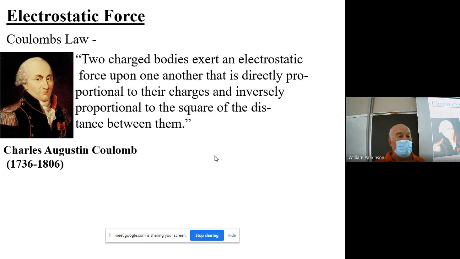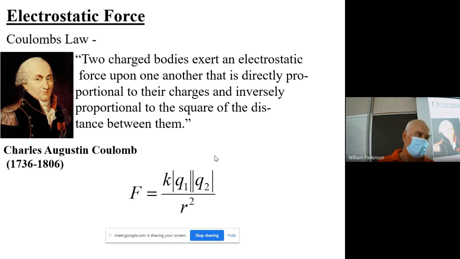So the French dude, Coulomb, started studying the force that charge A exerts on charge B. And he came up with this statement: two charged bodies exert an electrostatic force, meaning they're not moving, but they still attract each other with electricity of negative charge or repulsion of positive charges. They exert this force upon one another directly proportional to their individual charge and inversely proportional to the square of the distance between them. This formula, ladies and gentlemen, is eerily similar to Newton's formula.